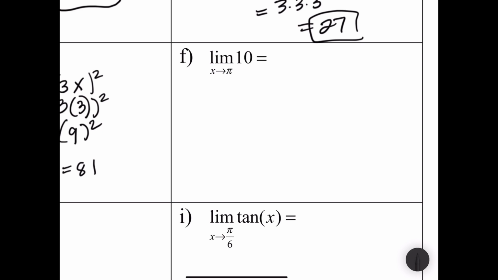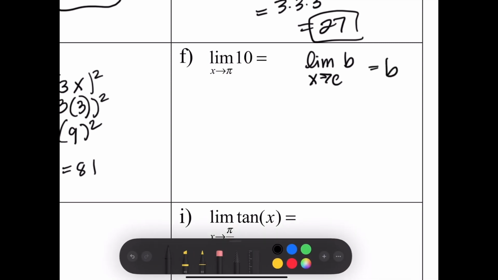Now I have another case: the limit of a constant as x approaches c is still the constant. So here my constant is 10. Even though they're trying to trick us with this pi, I know my limit is still going to be whatever constant I have, which is 10.